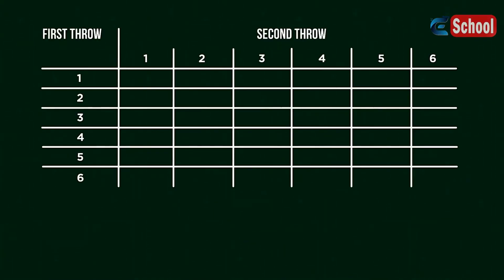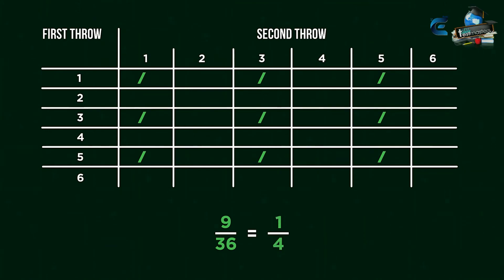Firstly, we should draw the required sample space. We can then highlight the outcomes which match the question. There are 9 crossover points, so 9 outcomes that work for us. Because there are 36 possible outcomes, our answer is 9 over 36, simplified to 1/4.